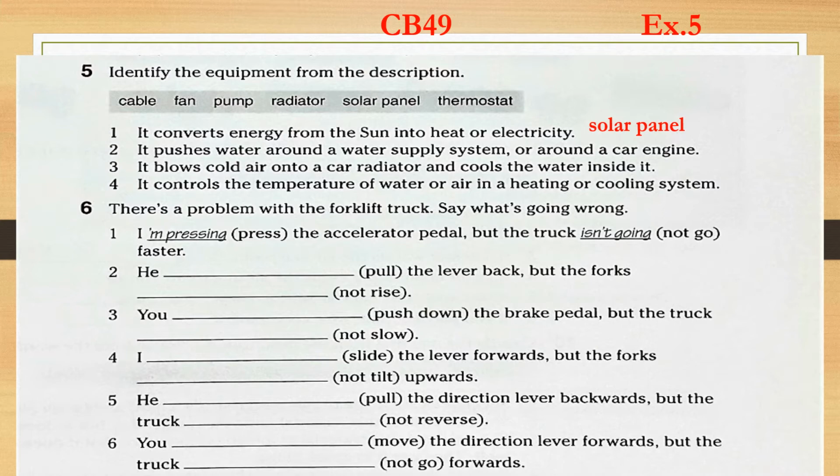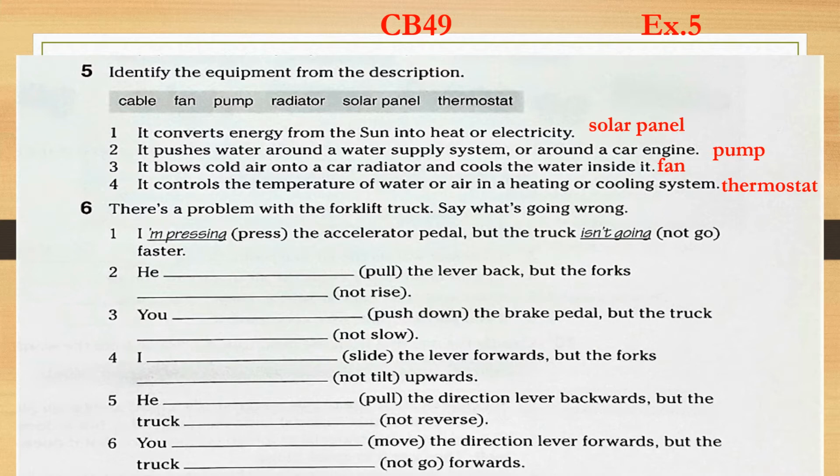Number two, it pushes water around the water supply system or around the car engine. And this is the pump. Number three, it blows cold air into a car radiator and cools the water inside it. And of course, this is the fan. Very good. Number four, it controls the temperature of water or air in a heating or cooling system. Of course, this is the thermostat. Very good. So we have two extra answers here.